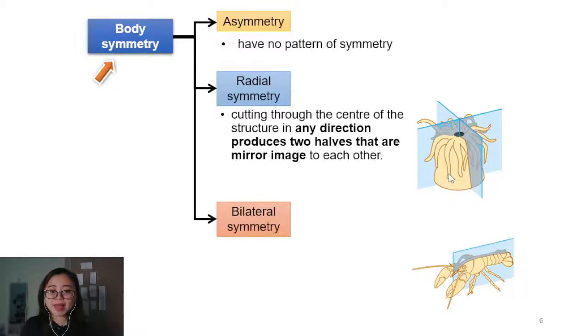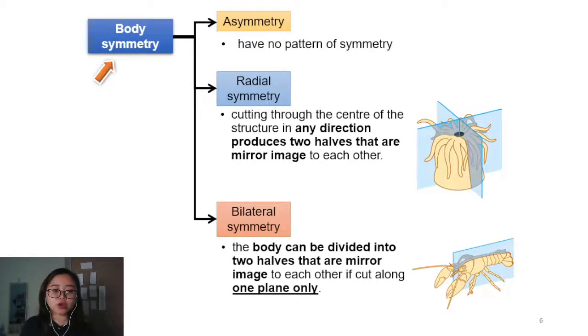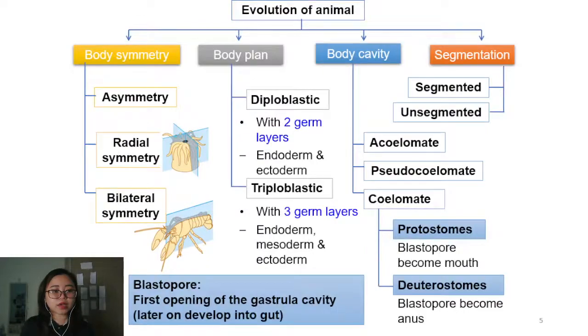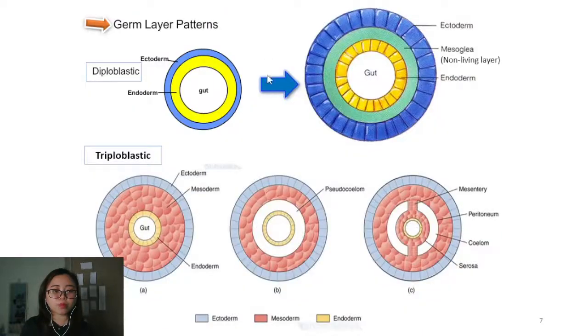So, kiri dengan kanan, atas dengan bawah adalah sama. Whereas if it's bilaterally symmetrical, the body can be divided into two halves that are mirror images of each other if cut along one plane only. So, kalau kita belah satu arah sahaja, baru kita boleh dapat symmetry. Okay, so that is it for body symmetry. Now we shall go on to the next criteria, which is body plan.